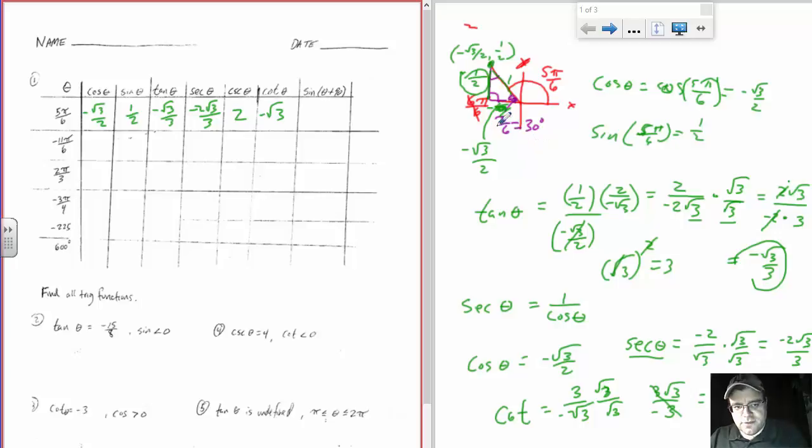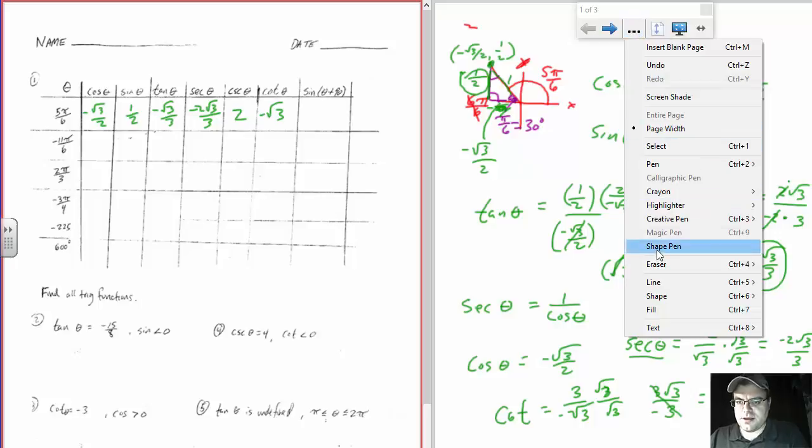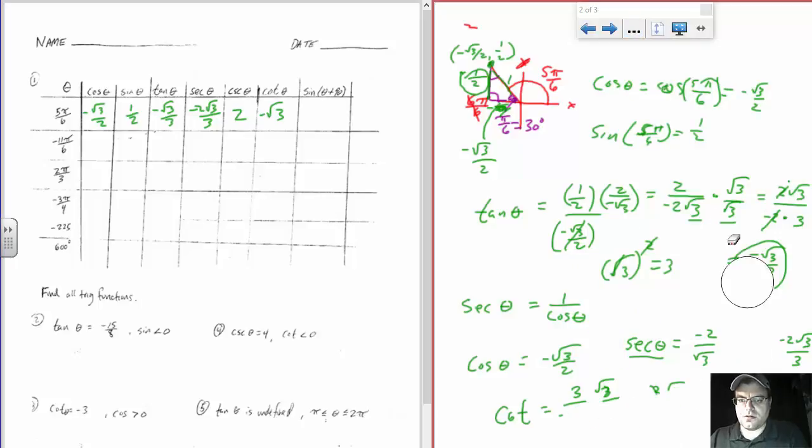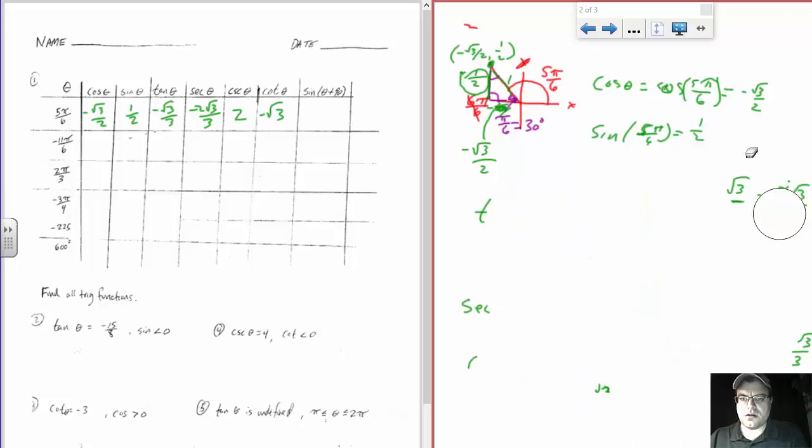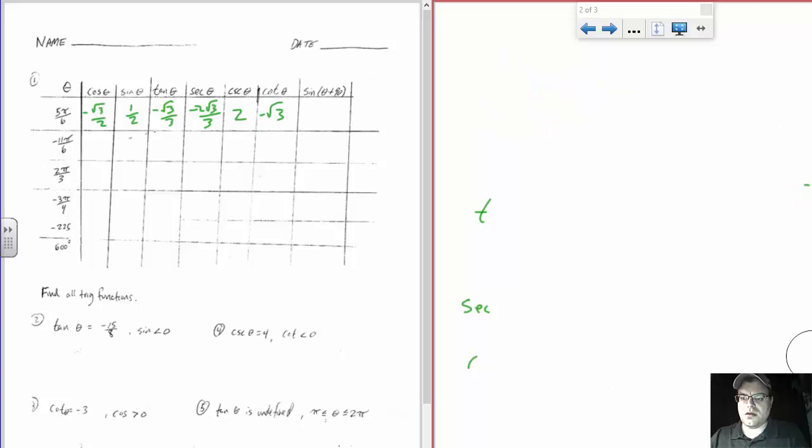Okay, and last but not least, we have the sine of theta plus 90. So I'm going to go ahead and erase some of this stuff here if I can. Big circle here. Erase all this, and we're going to do the sine part. So let's do red, I guess. All right, so we know my angle is 5 pi over 6, and I want the sine of theta plus 90. Okay, 90 degrees. In other words, theta is 5 pi over 6, and 90 degrees is the same thing as pi over 2 in radians.